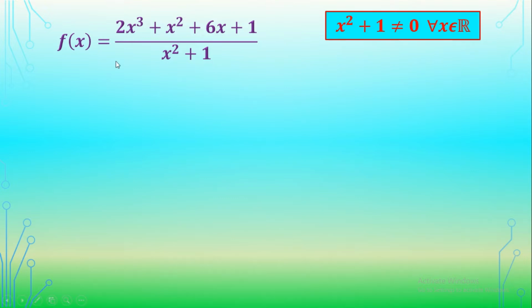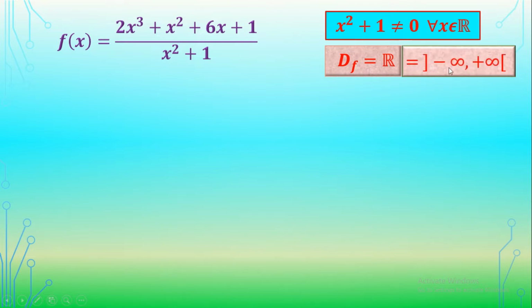Therefore, this function is defined for every x belongs to R. So we can say that the domain of definition for f is equal to R. So it's equal to minus infinity, plus infinity, open. Now what about the limits of this function on the boundaries of the domain, which is R? We should see the limit at minus infinity and the limit at plus infinity for this function.